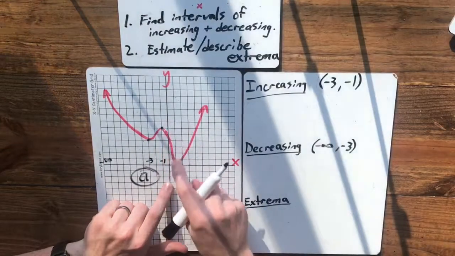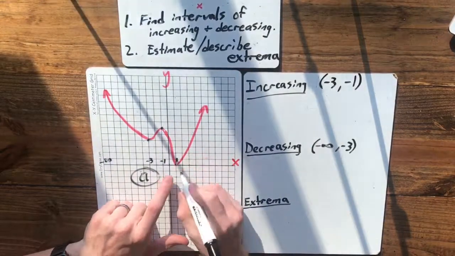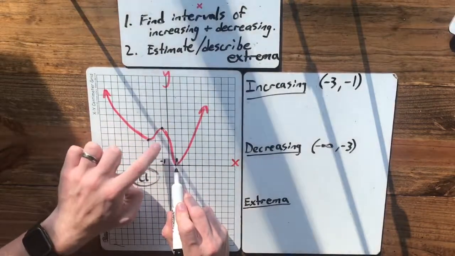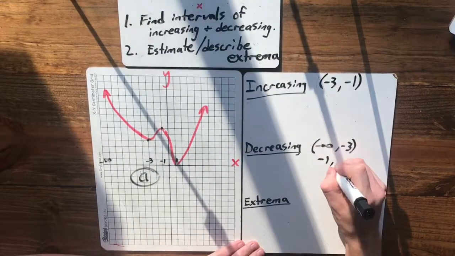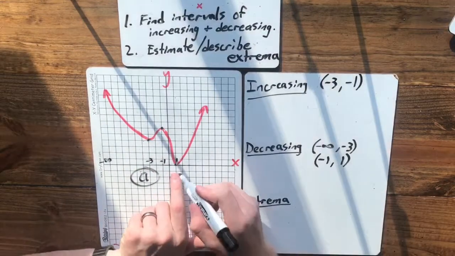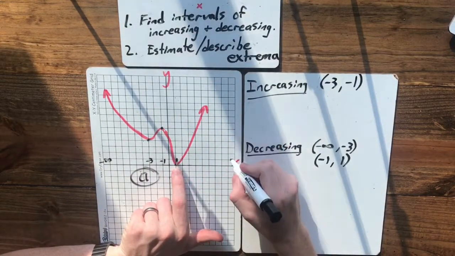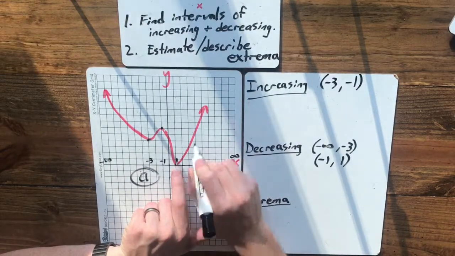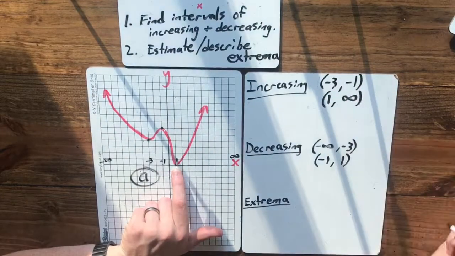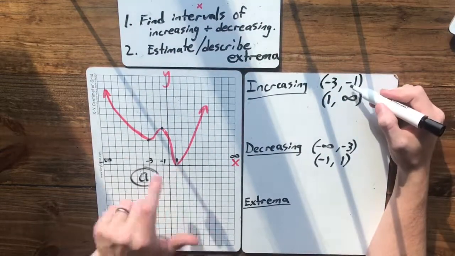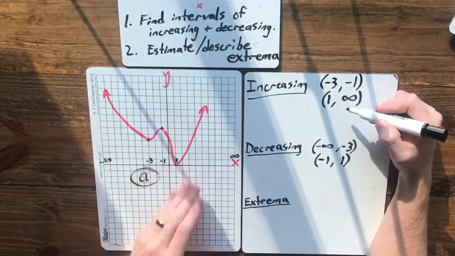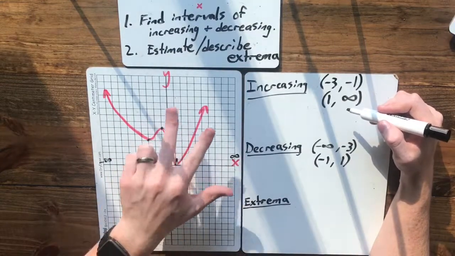As we continue to the right and we go to a positive 1, notice right there at a positive 1, it was decreasing between these two x values. So from negative 1 to a positive 1, it was decreasing right there. And then from that positive 1 all the way to our positive infinity over here to the right, it's increasing from positive 1 to positive infinity. So our two intervals of increasing are from negative 3 to negative 1 and from 1 to infinity. Those are the two times it's going up.